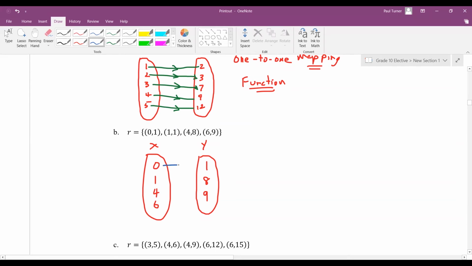Like that. So if you have the number twice, just write it one time. So 0 to 1. 1 to 1. Like that. 4 to 8. And 6 to 9. Like that. So we can see we've got a many to 1 here. You got that? So many numbers to 1.